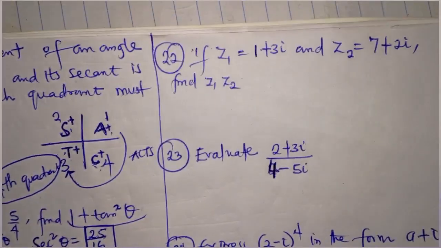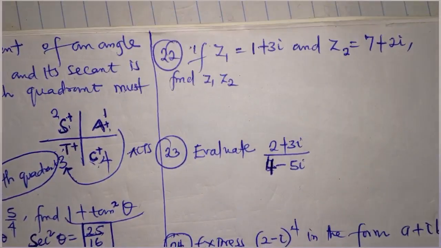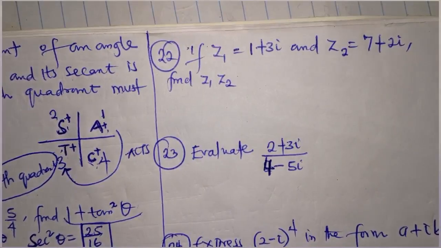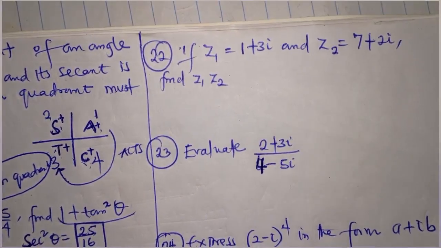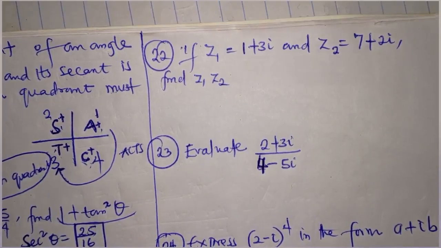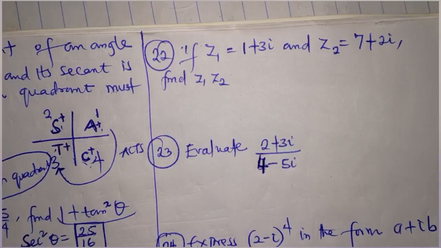Question 22 says, if Z1 is equal to 1 plus 3i and Z2 is 7 plus 2i, find Z1 times Z2. We have to multiply these two complex numbers. I am not using any long process to solve in this particular video. You can see that I've been cutting some steps off. So I assume that this is an exam condition where you have to be very, very fast. That's why I'm trying to show you some quick approach to solve questions.